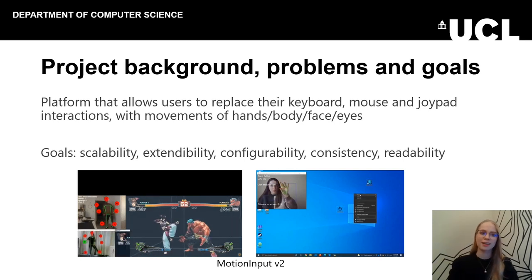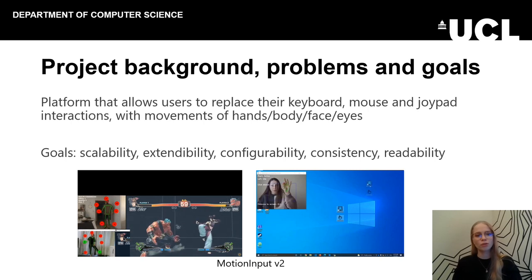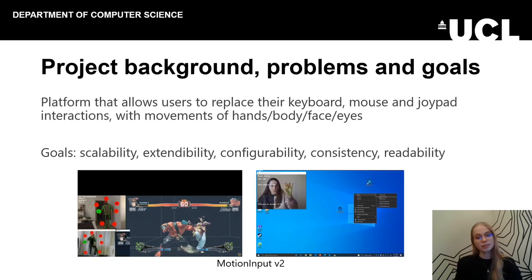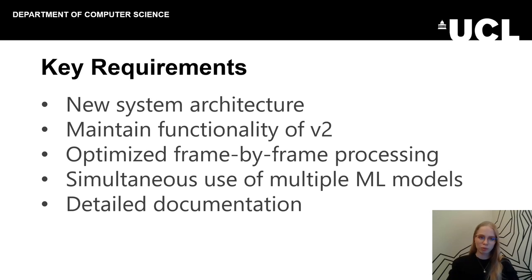potential for MotionInput. This year, however, we aim to make MotionInput more efficient and extendable as a software, with the addition of new capabilities. The following requirements were set. Create the new architecture that is designed with extendability and configurability in mind, while maintaining the previous version's functionality. Implement the new scalable frame-by-frame processing logic, allow for simultaneous use of ML models, thus allow, for example, to use hands, head, and eyes modules at once, and create detailed and usable documentation, and thus enable other developers to easily create new gestures and use case specific apps based on the software.